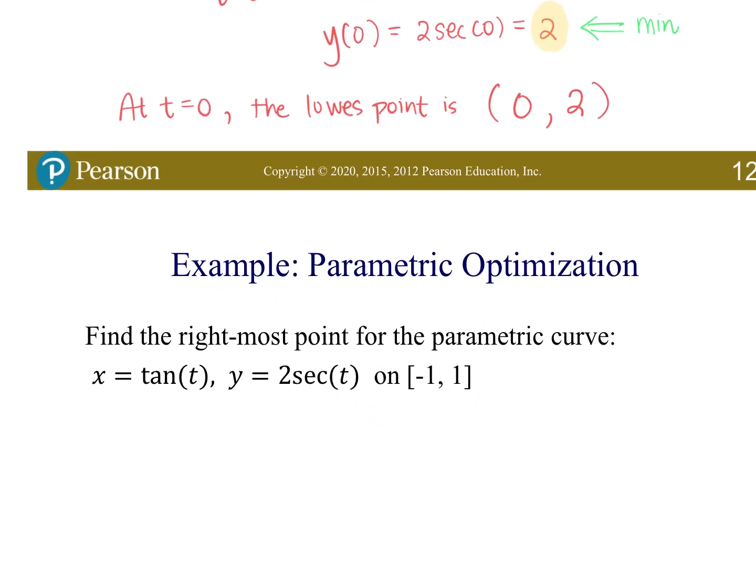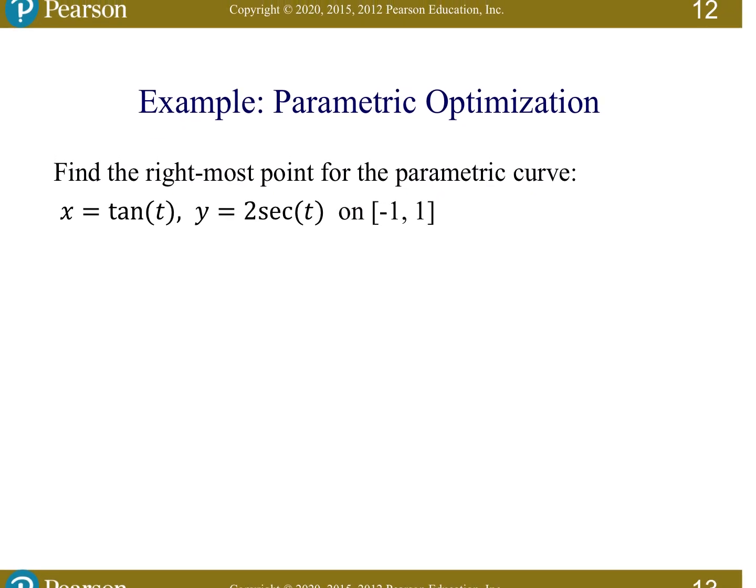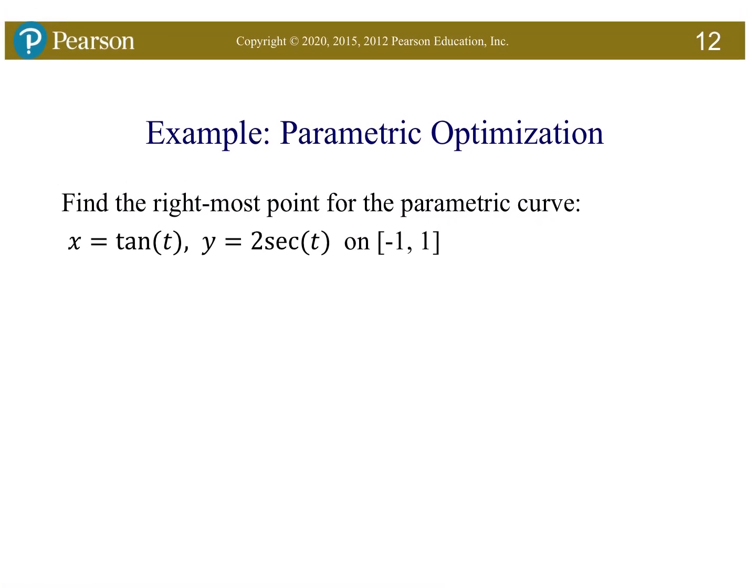Okay, let's try another one. This is a very similar question. Find the rightmost point for the parametric curve. So let's translate that as we think about optimization. If we want the rightmost point, what does that mean in optimization thinking? Jonathan, what do you think?